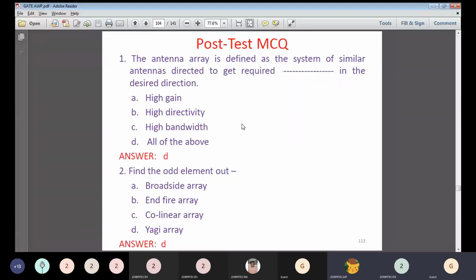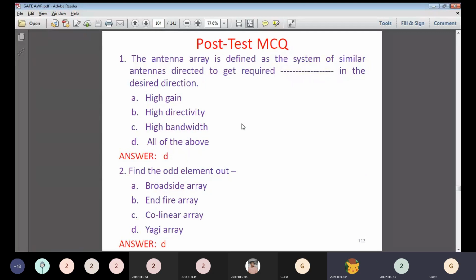The antenna array is defined as a system of similar antennas related to get required dash in the desired direction. What is that? Why are we going for antenna array? We are going to see the antenna array to get greater gain, greater directivity, greater bandwidth. Correct? So the answer is going to be D, all of the above. All should be high for the antenna array concept.